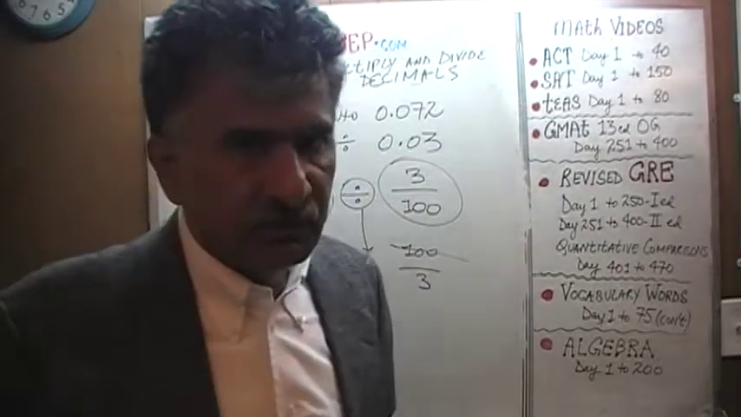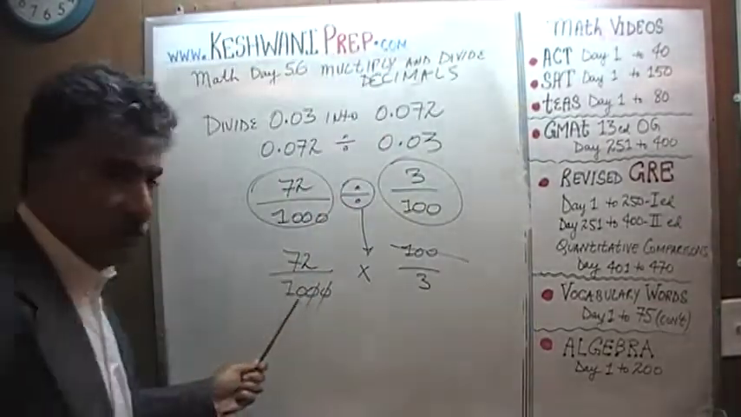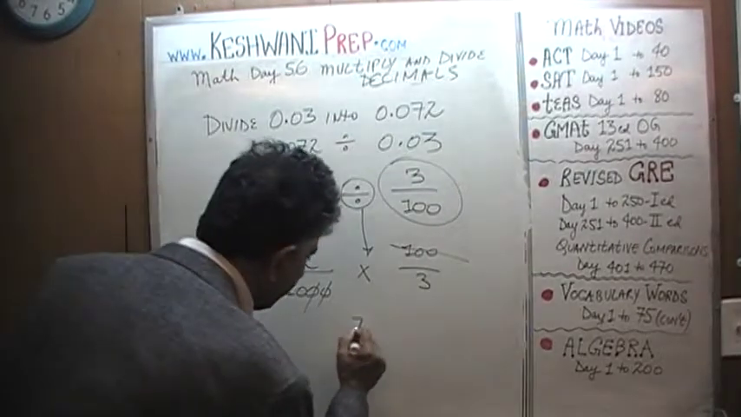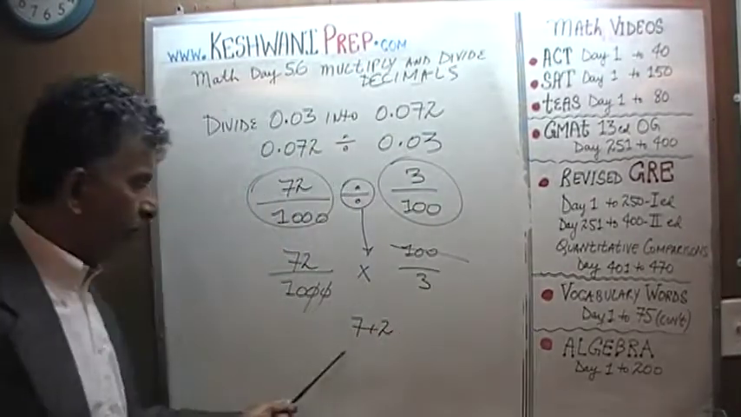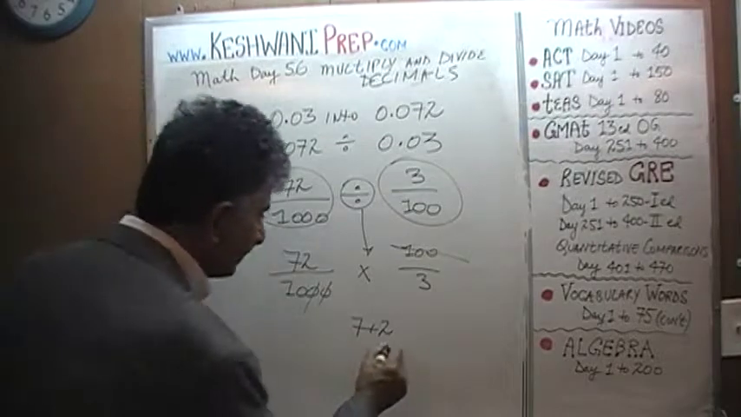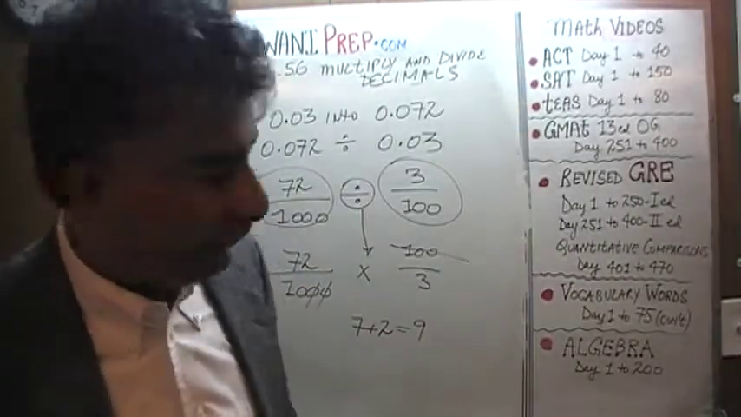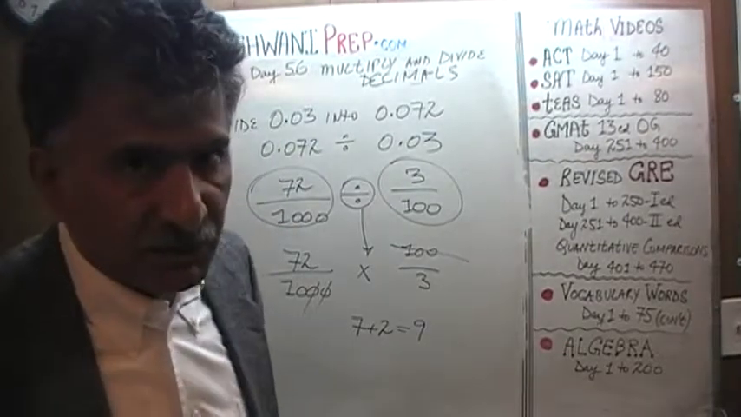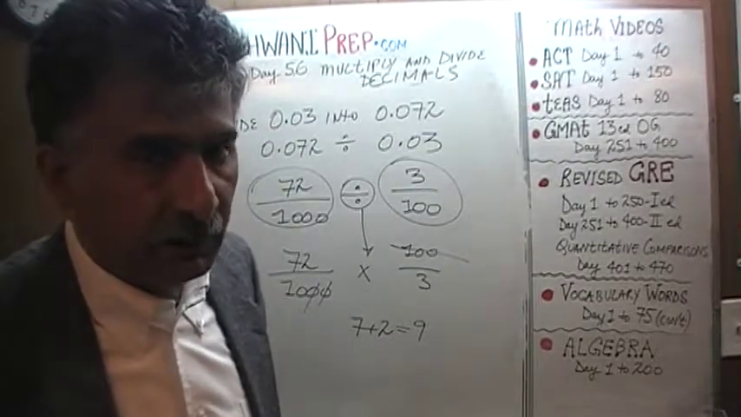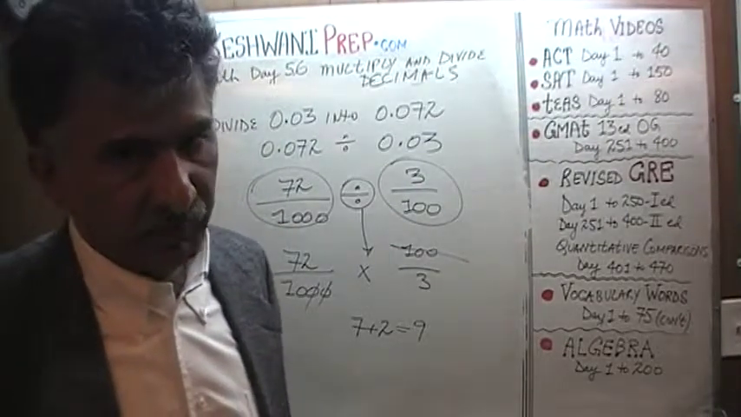How do we know that 72 is divisible by 3? 72 must be divisible by 3 because 72 is made up of 7 and a 2. 7 plus 2 is 9, and since the sum of the digits of 72 is divisible by 3, 72 must be divisible by 3.